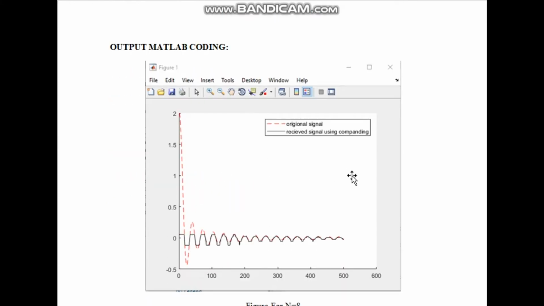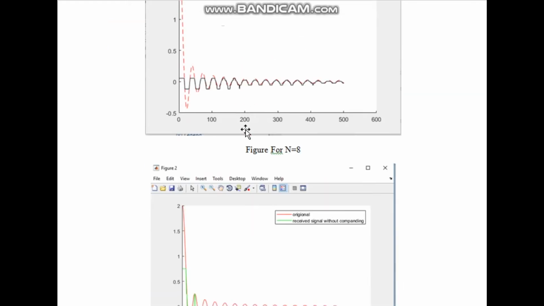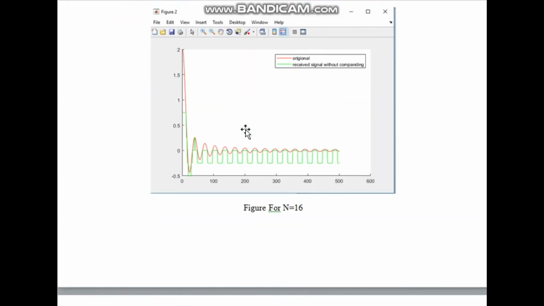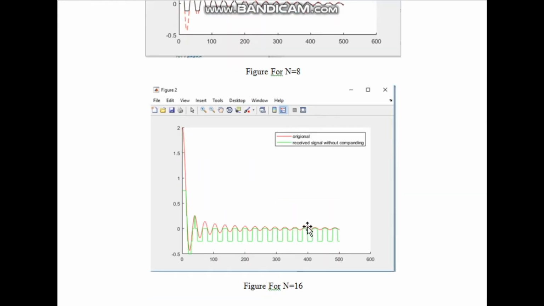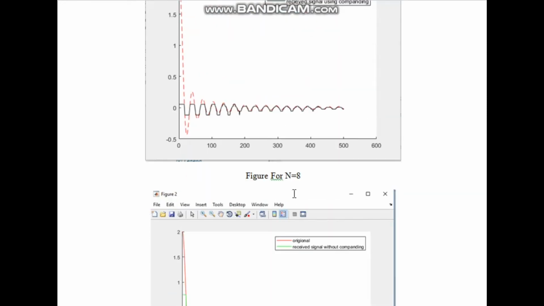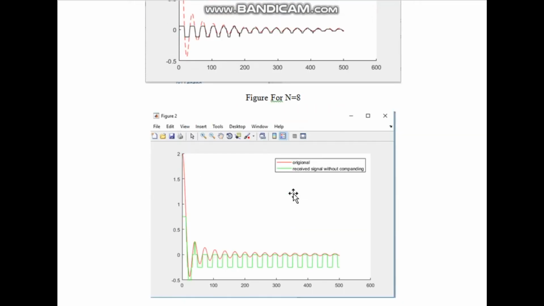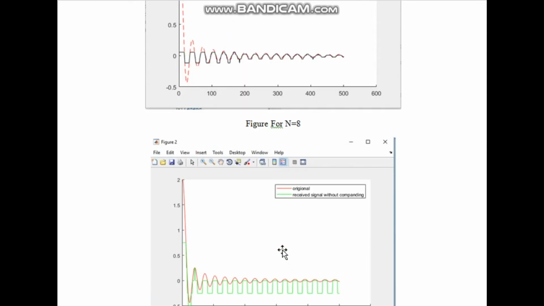So from the code we get the graph of example 2, and we get two graphs for n equal to 8 and n equal to 16. From the graph we can see the difference in amplitude.